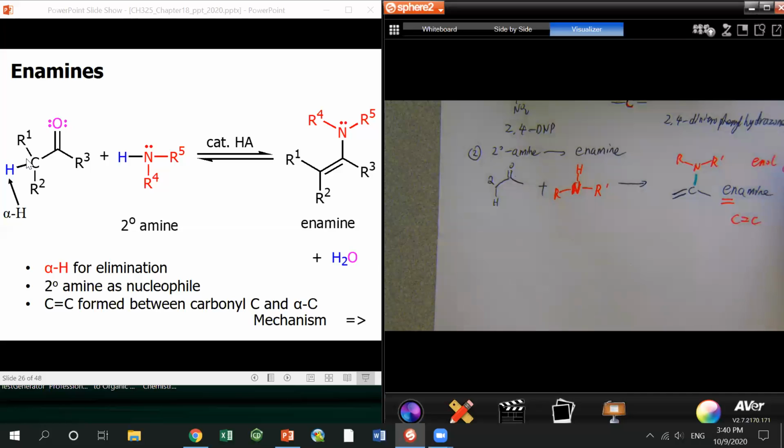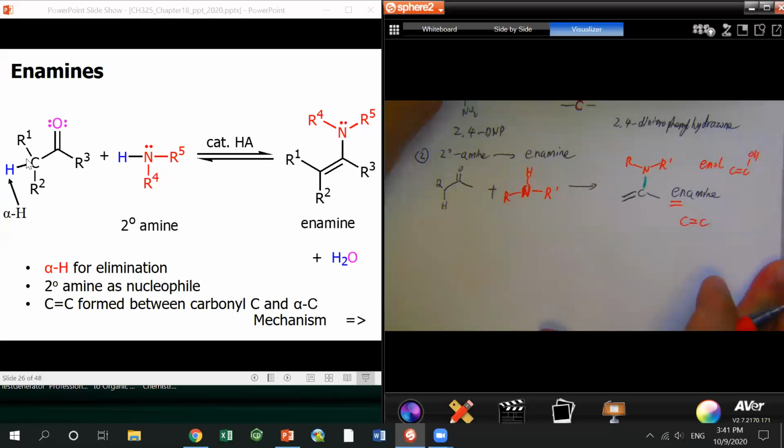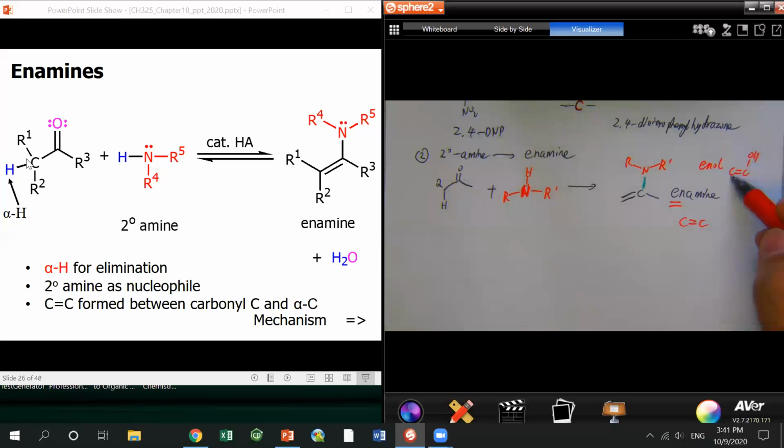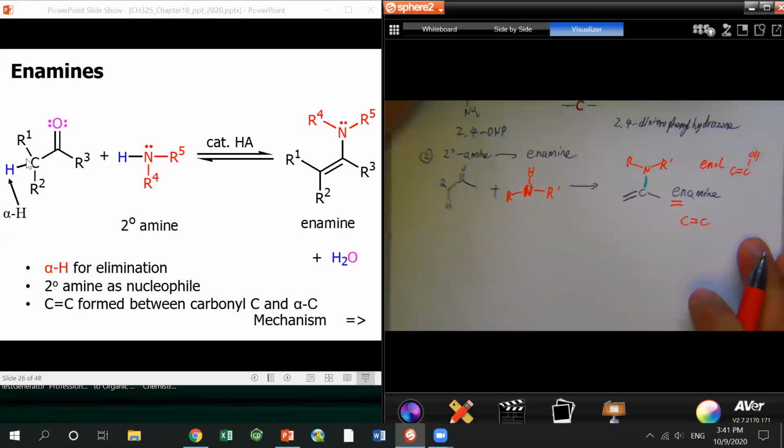Enone: a C=C bond with one alcohol, so the OH group. Enone, so that means a C=C bond. Here, enamine, so that means a C=C bond with an amine. That's what we'll figure out. All right, for the mechanism of these reactions, we do one more step.